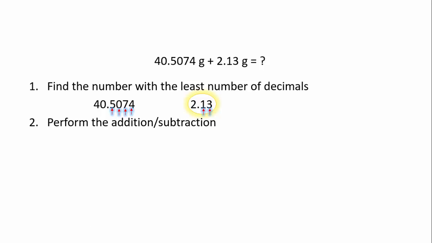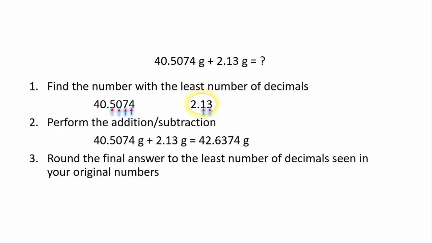Next, we just perform the addition. So our final answer was 42.6374 grams. Now we have to round that number to the least number of decimals seen in the original numbers. So in this case, we need 2 decimal places. So let's round. Right here is where we're going to round to. So now our final answer is 42.64 grams.